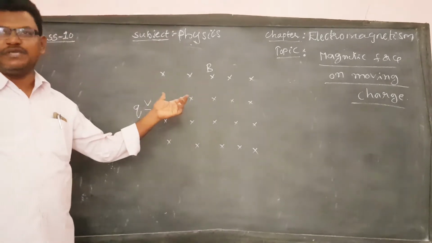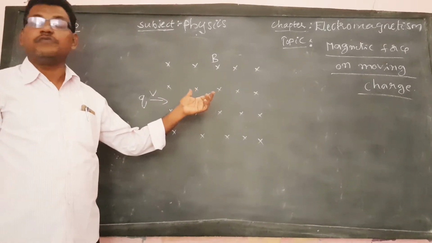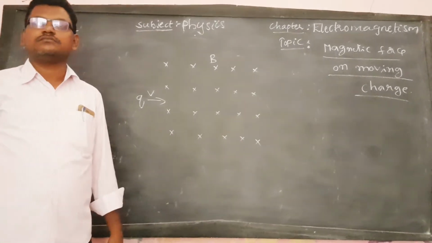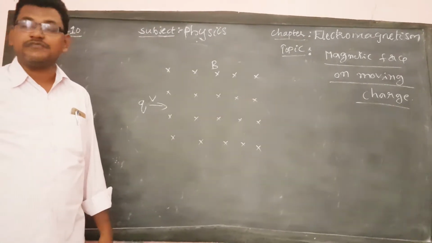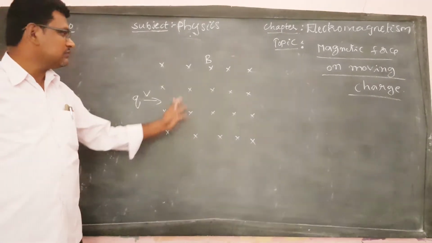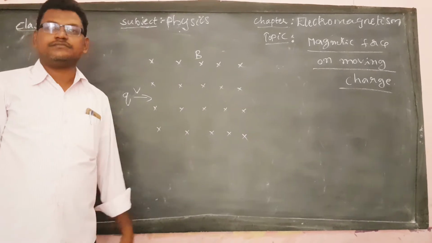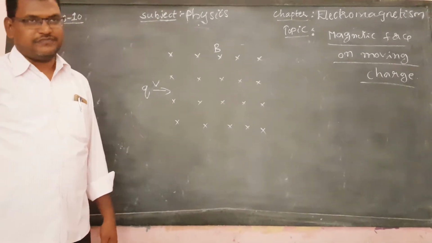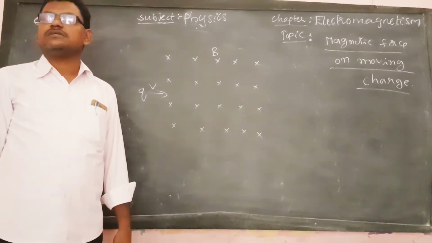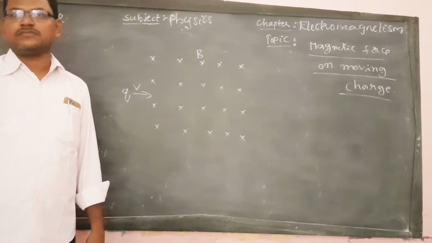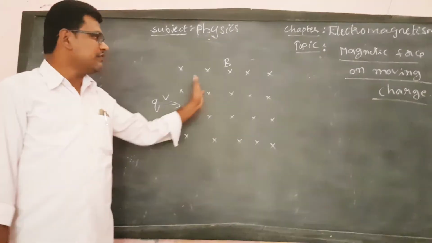Uniform magnetic field means where the strength of the magnetic field and the direction of the magnetic field do not change from point to point. That is called a uniform magnetic field. That means the strength and direction of the magnetic field remain constant. They do not change from point to point.